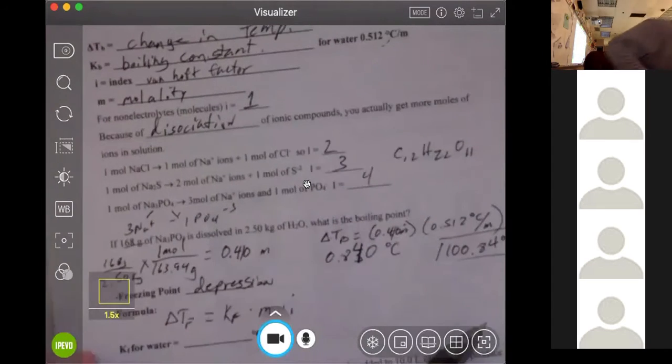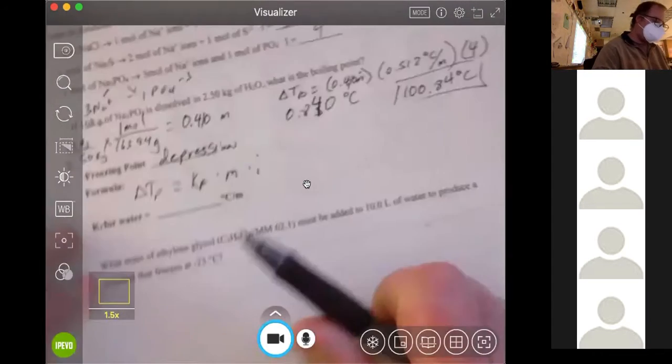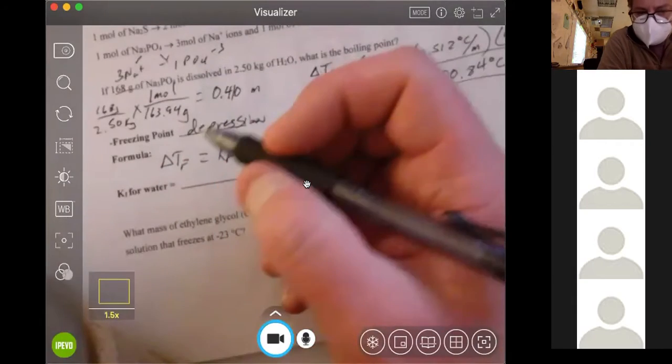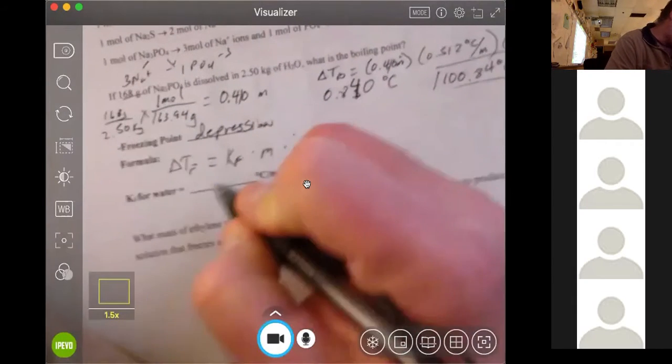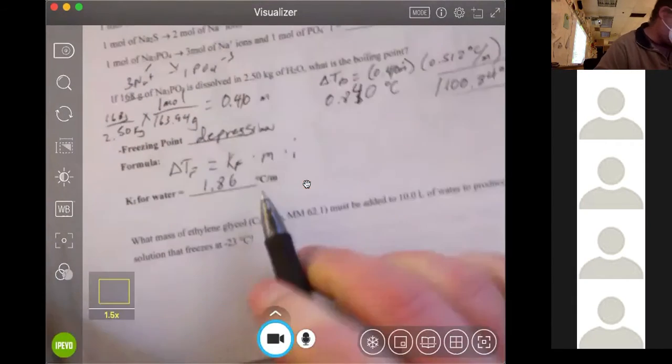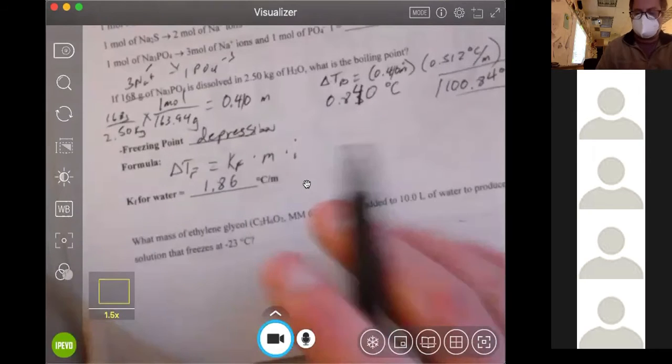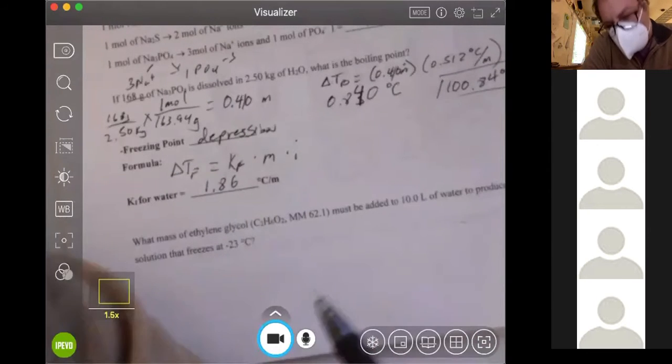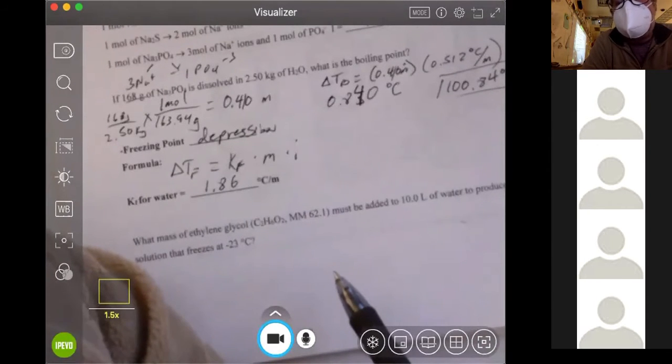Yes, I do have it. It is 1.86, so I did have it memorized, but I didn't want us to work on any problems with me not being 100% certain on it. 1.86 degrees Celsius per molal. So the freezing point and boiling point are both based on the molality of the substance.